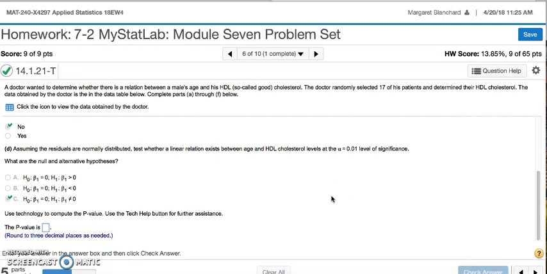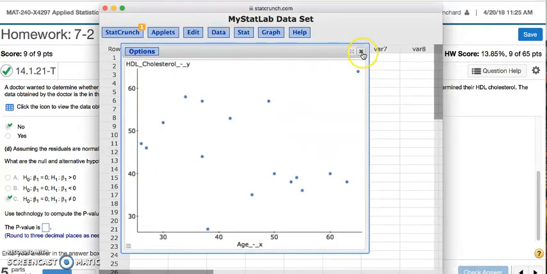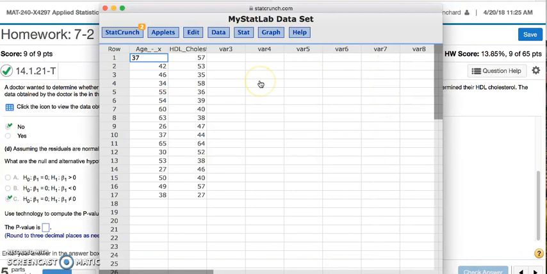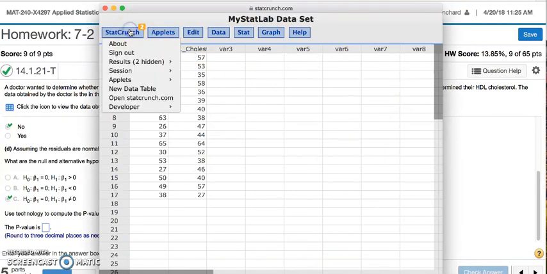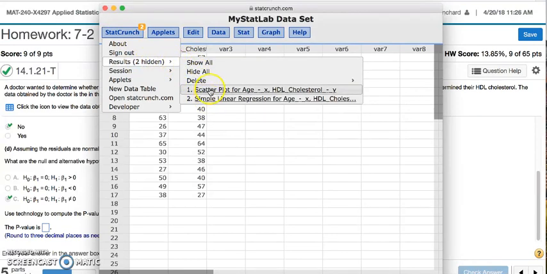Okay, use technology to compute the p-value. Use the tech help button for further help. So let's just go to our MyStatLab again. I'm going to get out of the graph. But again, remember I said this in one of my previous videos: if you go up here to StatCrunch and Results, you can go back and look at your old results that you've closed out.